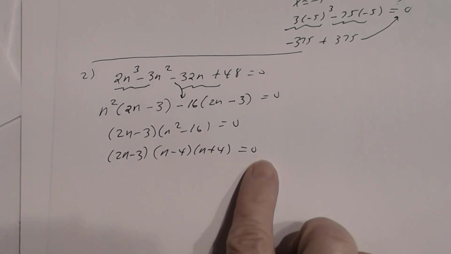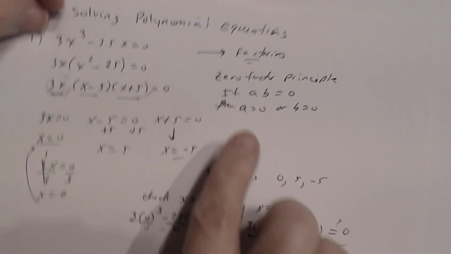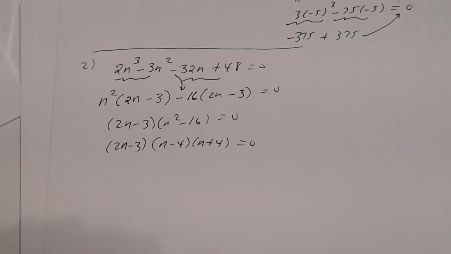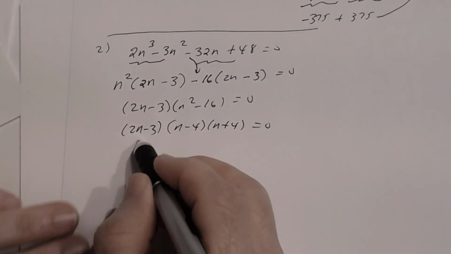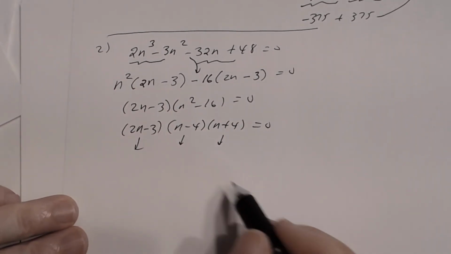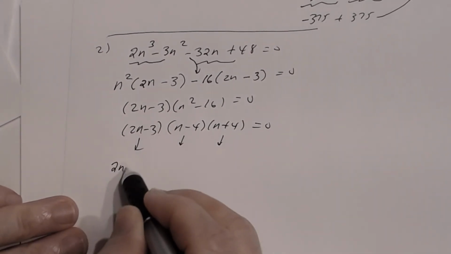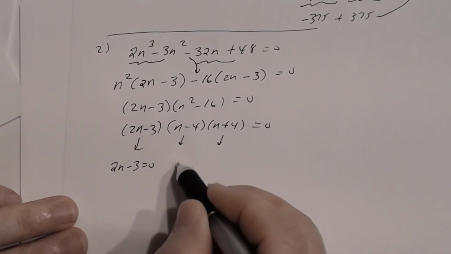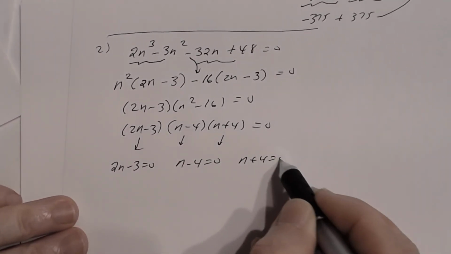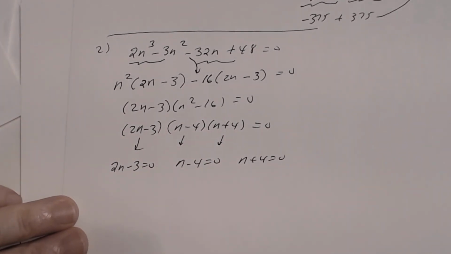So according to the zero factor property, one of these factors must be 0. And so if you recall, what we do is we set each of these factors equal to 0. So you end up with 3 linear equations, and you've got to show all this.